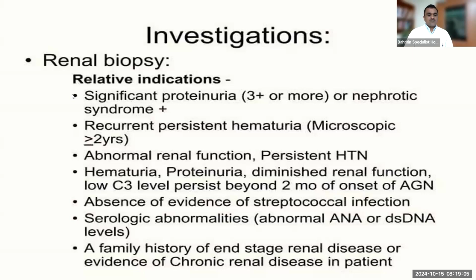absence of evidence of streptococcal infection, serological abnormalities like abnormal ANA, double stranded DNA levels, a family history of end-stage renal disease or evidence of chronic renal disease in the patient, you have to think of renal biopsy.